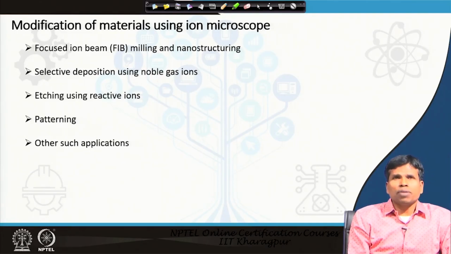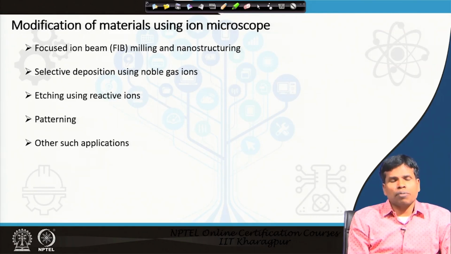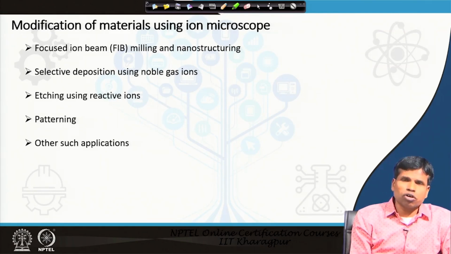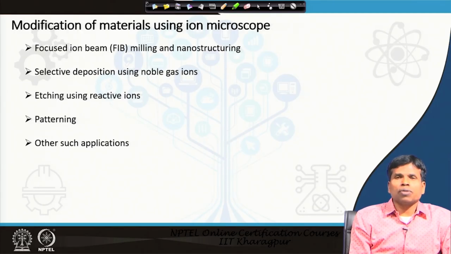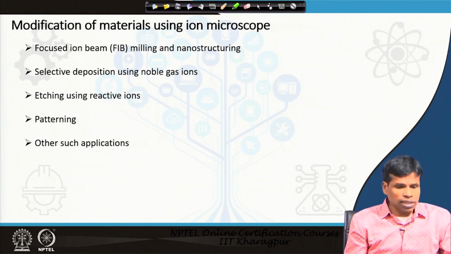So, we can certainly modify materials using an ion beam through milling or through deposition. First, because a focused ion beam is placed on the specimen, we say it is a focused ion beam, FIB, and it can produce nanostructures of desired shape and size. One can also do selective deposition using noble gas ions. If suitable precursors are available, we can do etching using reactive ions, and we can do patterning and other such applications using an ion microscope.